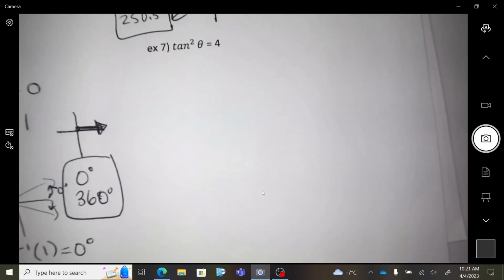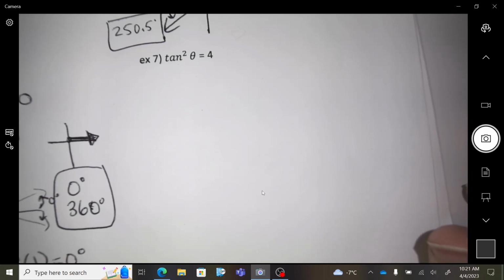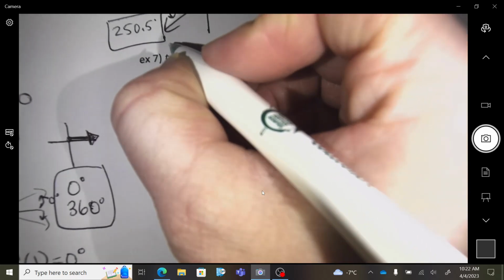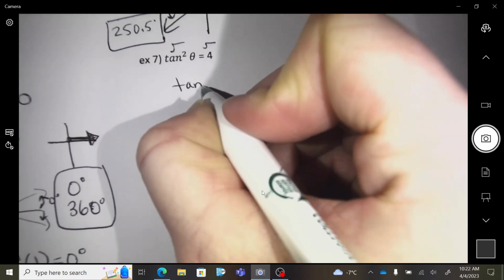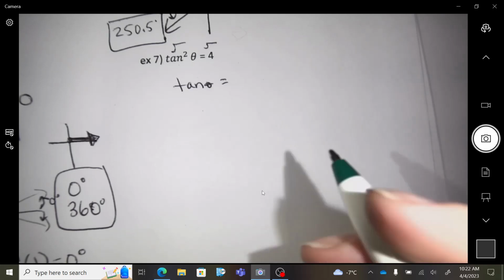Okay, number 7. What do you want to do algebraically based on last unit? What do you want to do to get tan alone? There's 2 things. There's 2 methods. What do you want? Any suggestions? Square root? So the square rooting of a squared tan just gets you to the tan. What is the answer from last unit? Plus or minus. Plus or minus 2.